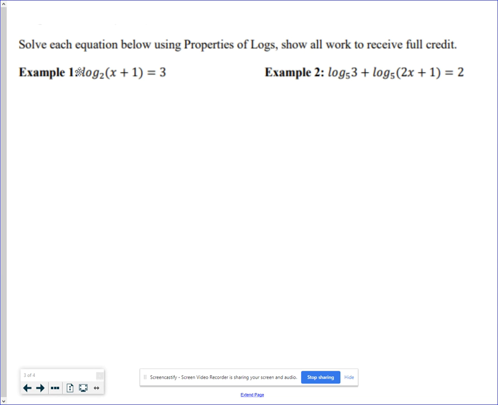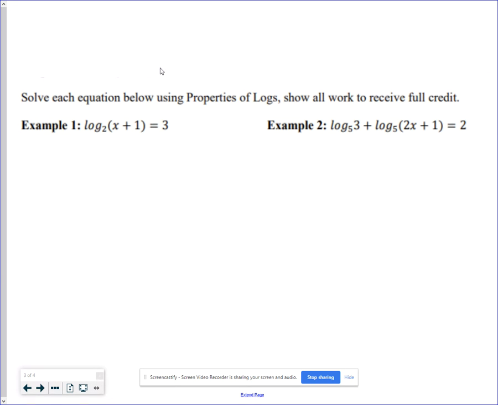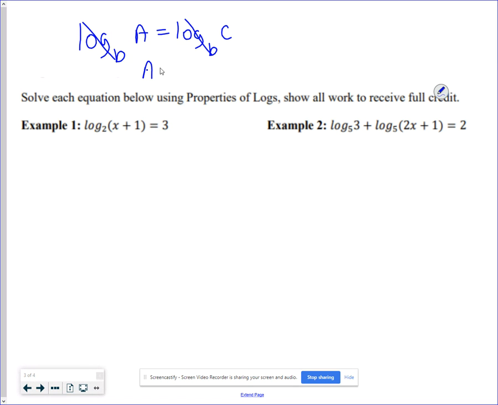It's a little different from yesterday because yesterday, most of the equations that we solved, we were trying to get log base b of a is equal to log base b of c. And then we would cancel out the logs and just say a is equal to c. Well, the ones we're going to be working on today, we're going to want to get it in this form: log base b of a is equal to c.